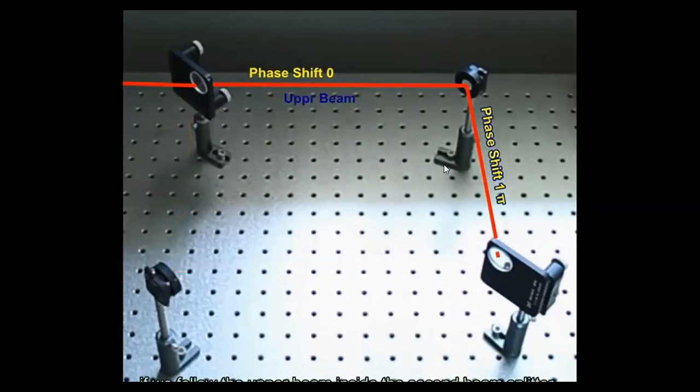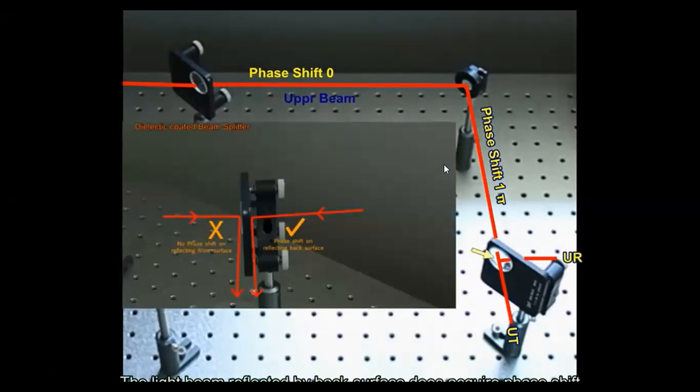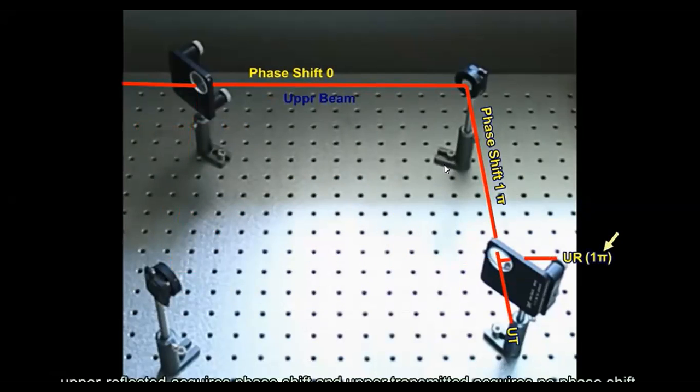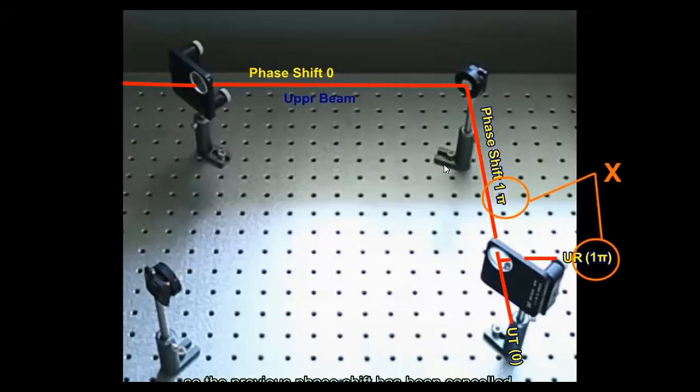If we follow the upper beam inside the second beam splitter, the upper beam is split by 50% reflected and 50% transmitted. The light beam reflected by the back surface does occur phase shift. Upper reflected occurs phase shift and upper transmitted occurs no phase shift. Remember that before entering into the second beam splitter, the upper beam had a phase shift of 1 pi. So the previous phase shift has been cancelled. Now the upper reflected occurs no phase shift and upper transmitted has a phase shift of 1 pi.